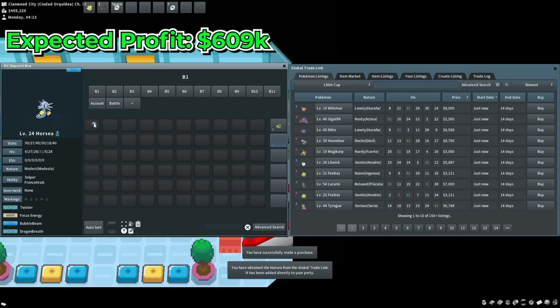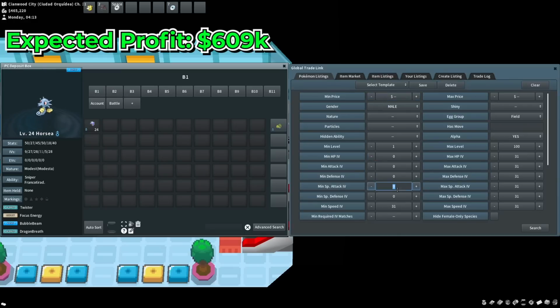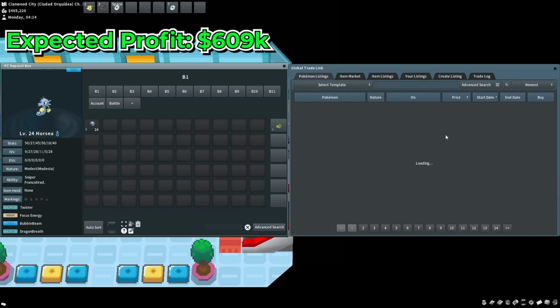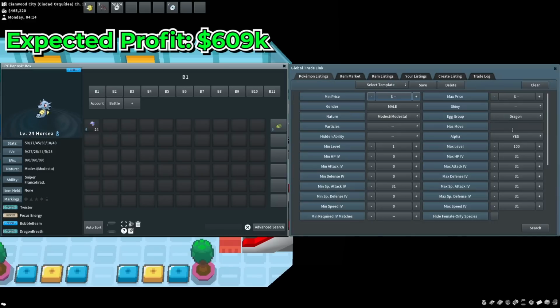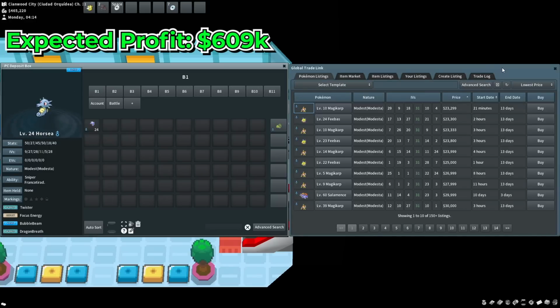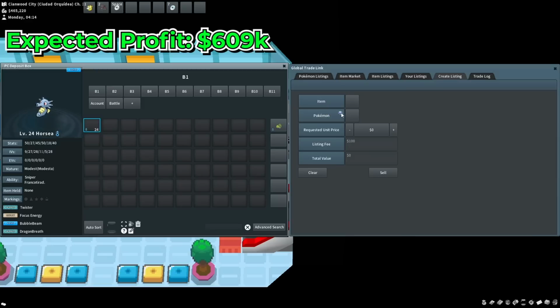Now this is Dragon. I think we bought a Magikarp like this, and 31 in special attack, Modest, and Dragon. Like this, and Modest, Dragon. Not being Alpha. Yep, like this. So we'll undercut this one. 23,298.